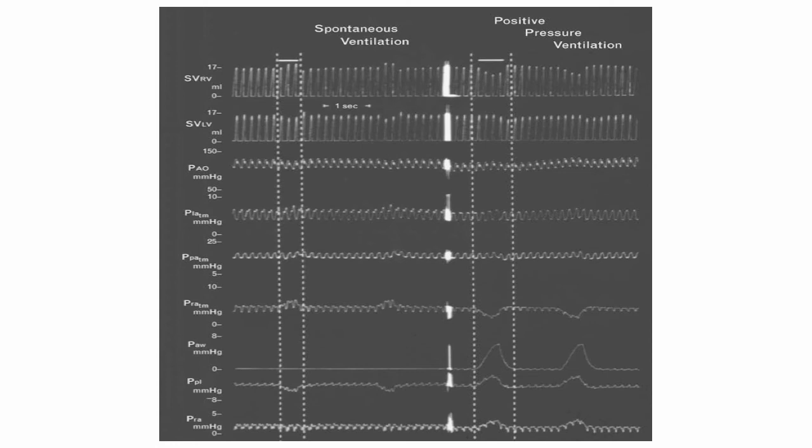So here's just some examples. This is from some dog experiments, just to demonstrate this, comparing the effects of spontaneous ventilation and positive pressure ventilation on the left and right ventricular outputs and things. If you look down, the second last trace at the bottom there shows the pleural pressure. This is initially on spontaneous ventilation on the left. You can see the pleural pressure drops a little bit.